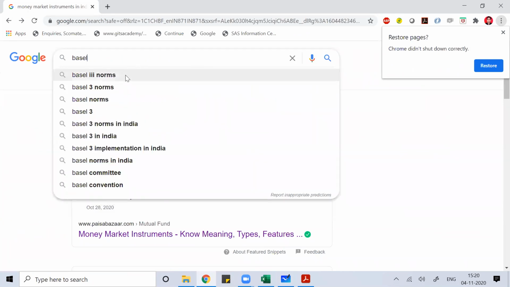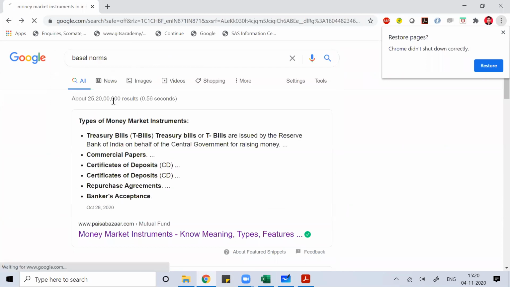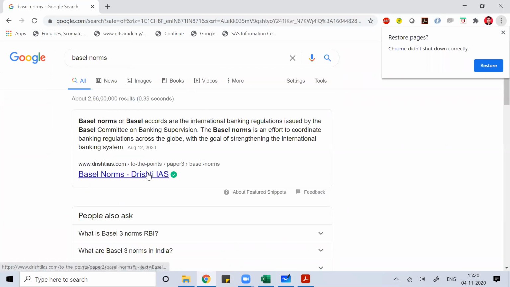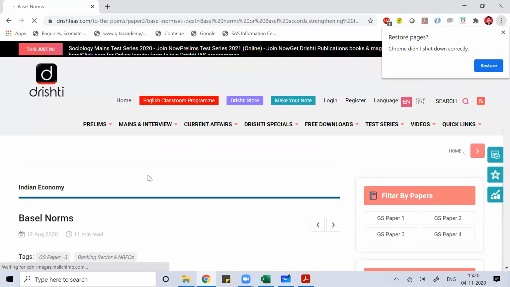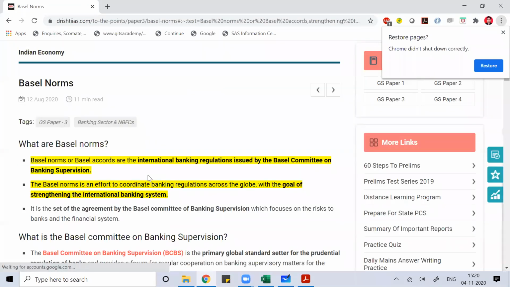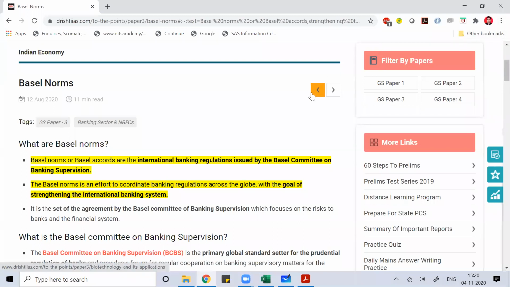Right now we are in Basel 3, so you should know about Basel norms. Basel is a place in Switzerland where, after every definite period of time, the banking institutions used to meet and discuss the reasons why a bank can default and what kind of risk banking institutions are facing. And then they came up with Basel norms.